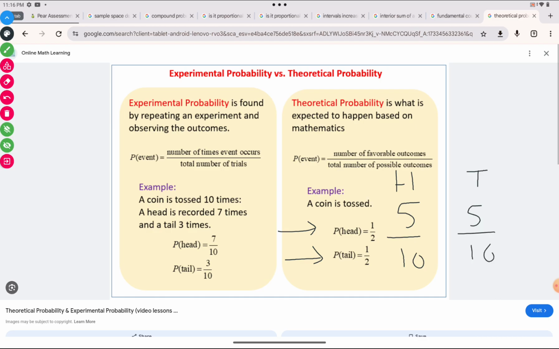Now that's not always what happens in real life, and that's why we also need to talk about experimental probability. Experimental probability is found by repeating an experiment and observing the outcomes. If you see this on the test with experimental, they will give you basically what happened when they ran that experiment. So as an example here, our experimental probability is that they flip the coin 10 times and land on heads 7 times and on tails 3 times. So you just have to understand the difference between theoretical and experimental probability.